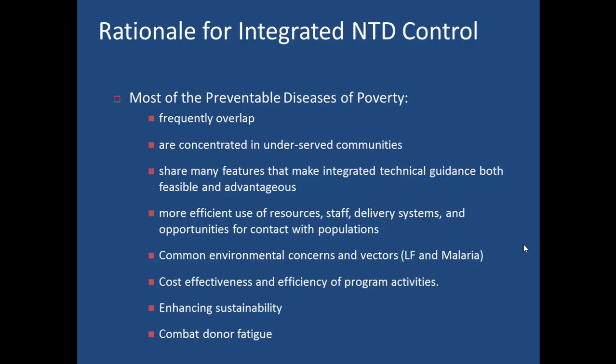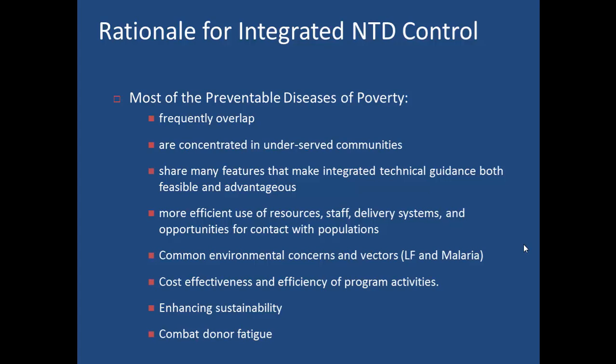There's more, because you're actually able to integrate, you can utilize your resources to a higher efficiency. You don't need separate staff for each disease. You can use the same staff, you can use the same distribution pathways, and so on. The common environmental concerns and vectors, again, as I mentioned before, are shared by LF and onchocerciasis, but also LF and malaria. If you can work with the malaria programs, you can actually tack on huge funding streams from the malaria programs onto a simple LF program.